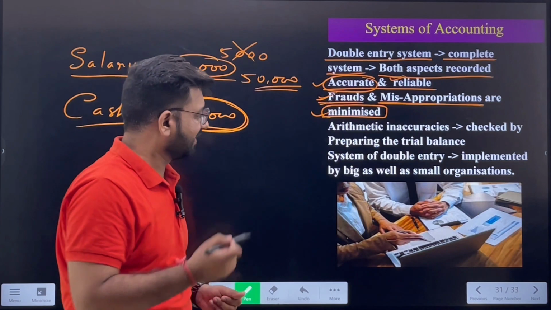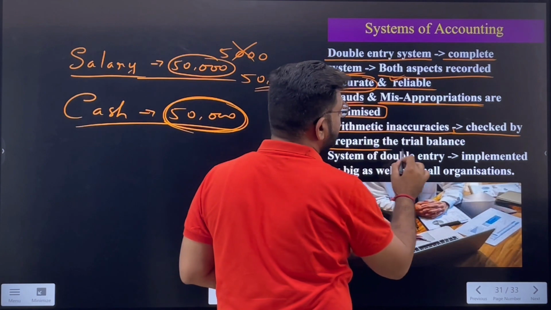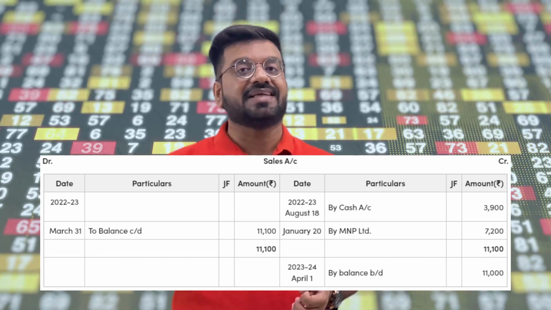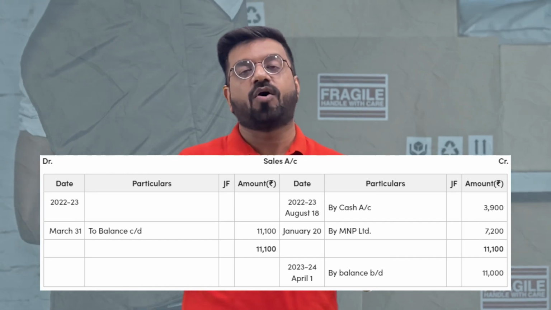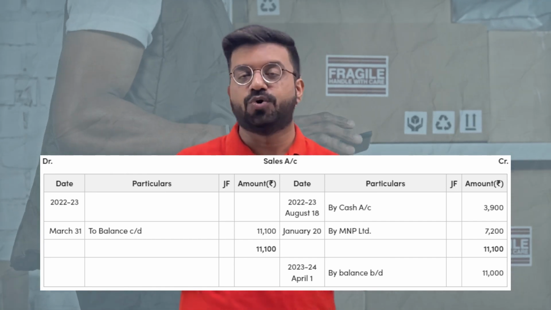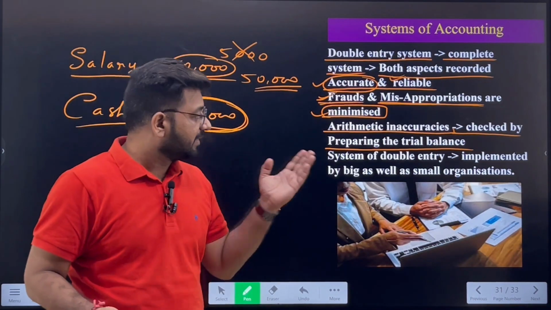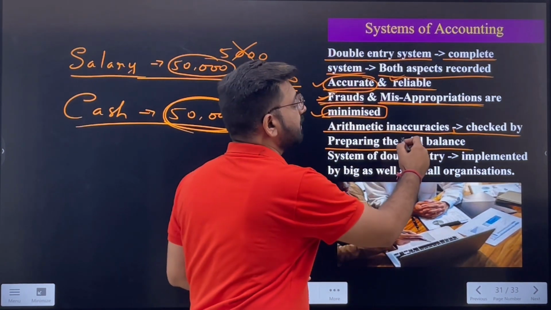Obviously, human beings are doing the work, so there will be errors, but they will be reduced to a very low level because it's a double entry system. Next, arithmetic inaccuracies are also checked by preparing the trial balance. As I just told you, if the debit side is equal to the credit side, it simply means that the accounts have been prepared on a sound basis. There are no frauds, no inaccuracies, everything is accurate and reliable. So that's how we can check whether the accounts are correct or not, by preparing the trial balance.